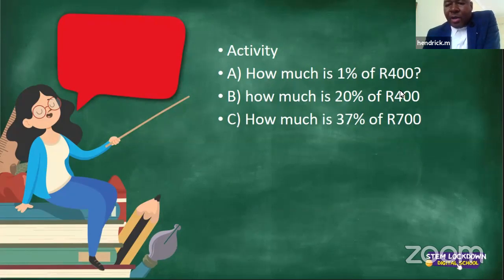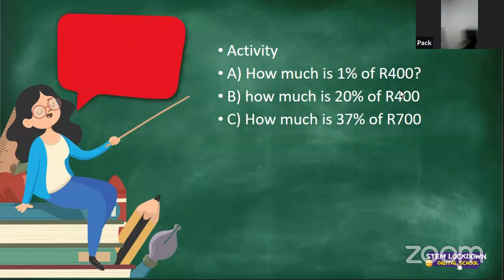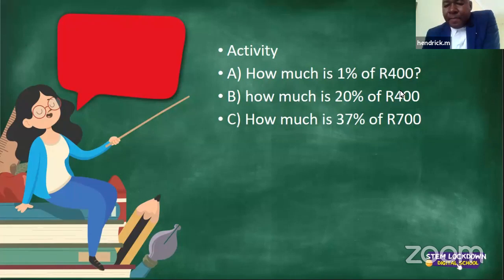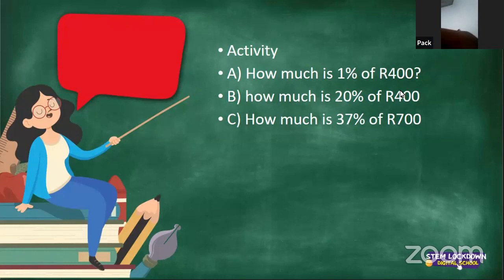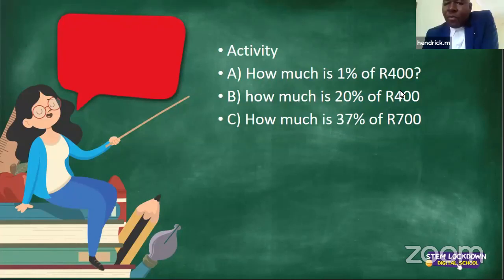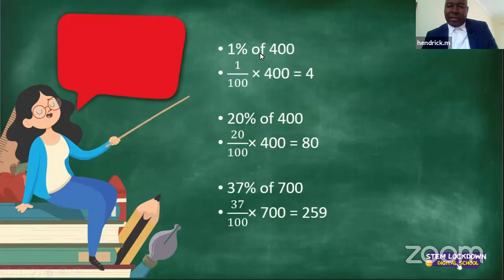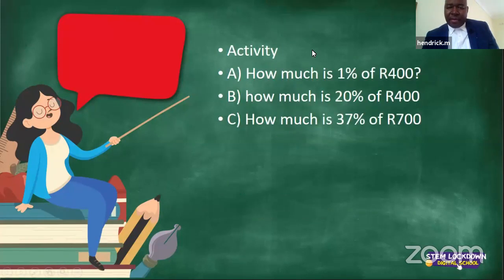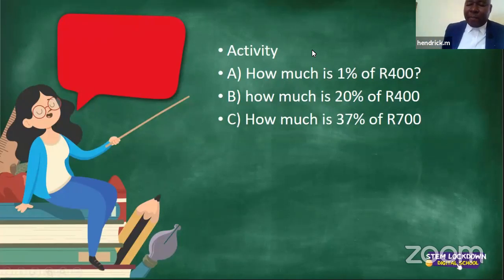All right, PEC, can you repeat that again? And what is your final answer? Your final answer is 4. Okay, so 4 is your final answer. Okay, so how did you calculate that? How did you express your 1%?